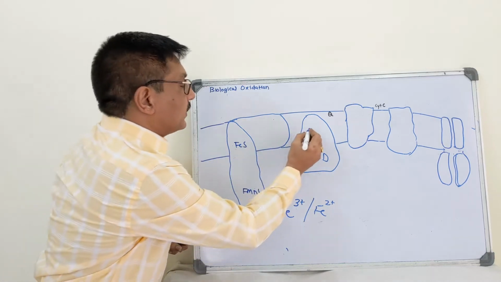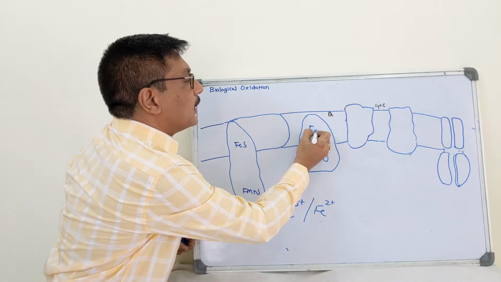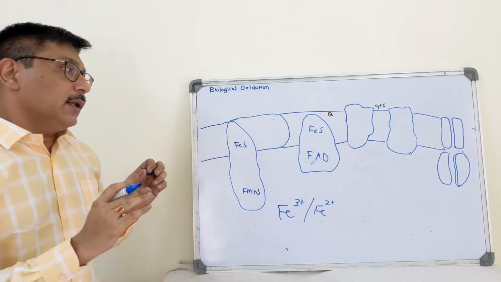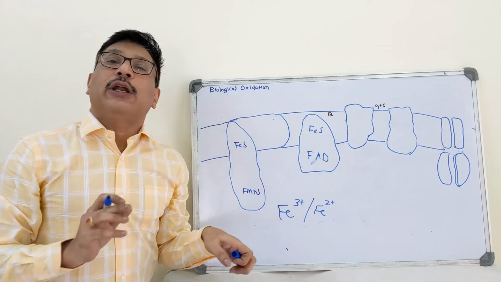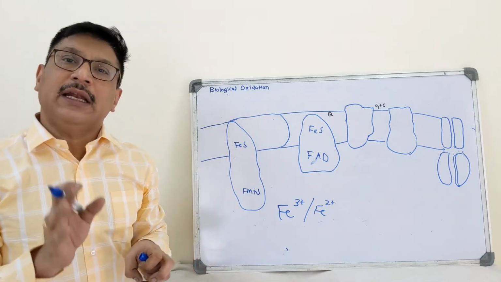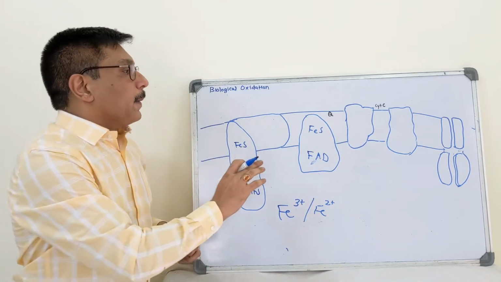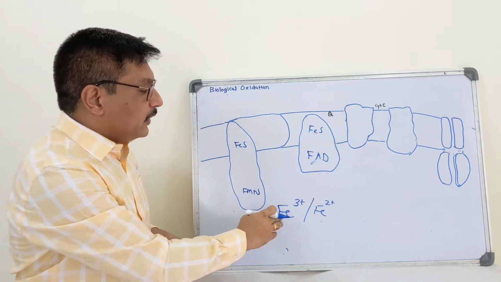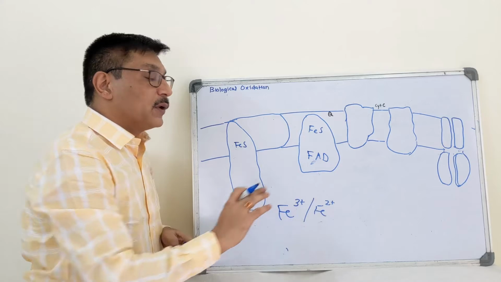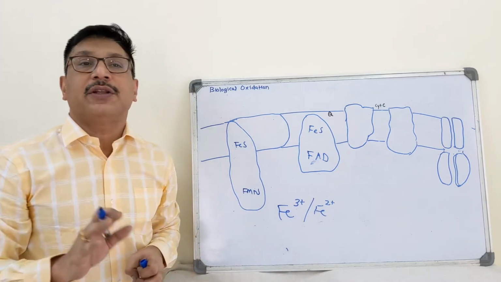It also contains iron sulfur protein. In this iron sulfur protein, iron is attached to the protein molecule with the help of cysteine SH groups. Iron in the iron sulfur protein oscillates between Fe3 plus and Fe2 plus during oxidation and reduction reactions.